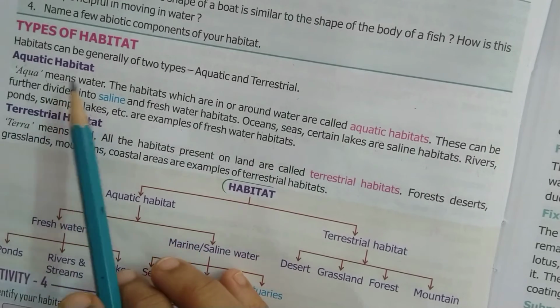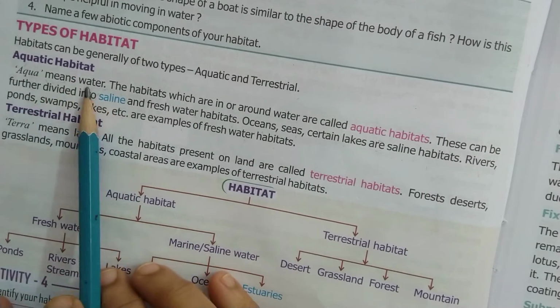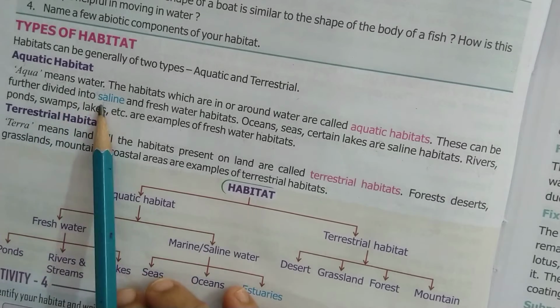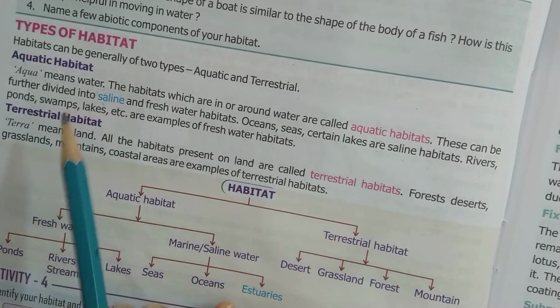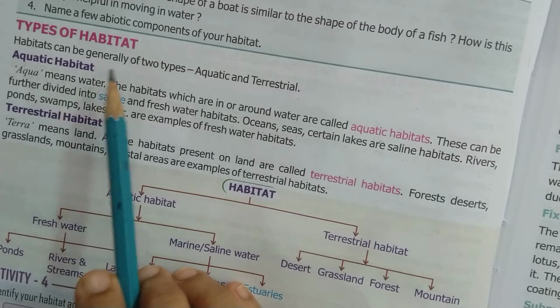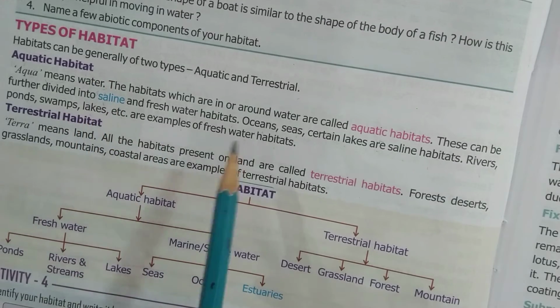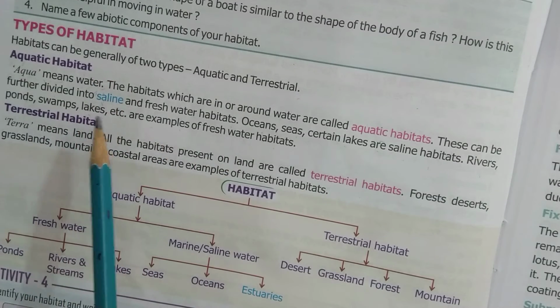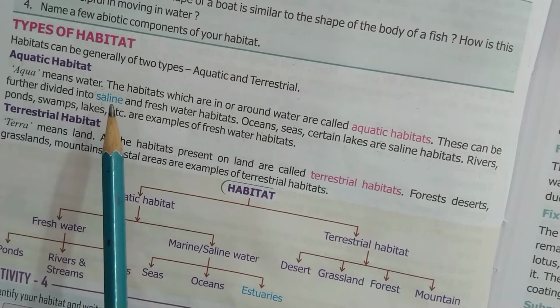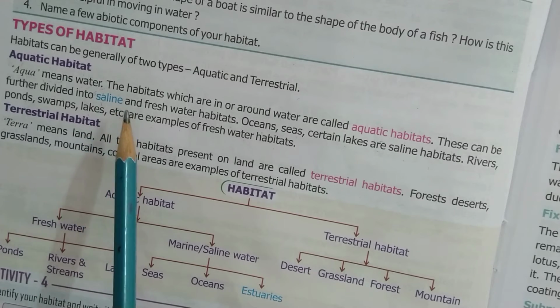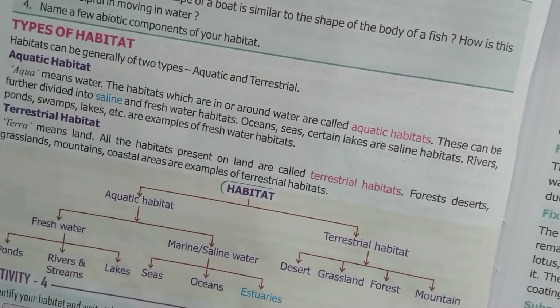Aqua means water. The habitats which are in or around water are aquatic habitats. And this aquatic habitat is divided into two categories: saline and freshwater. Oceans, seas, lakes are saline habitats. Freshwater habitats are rivers, ponds, swamps, lakes, etc.